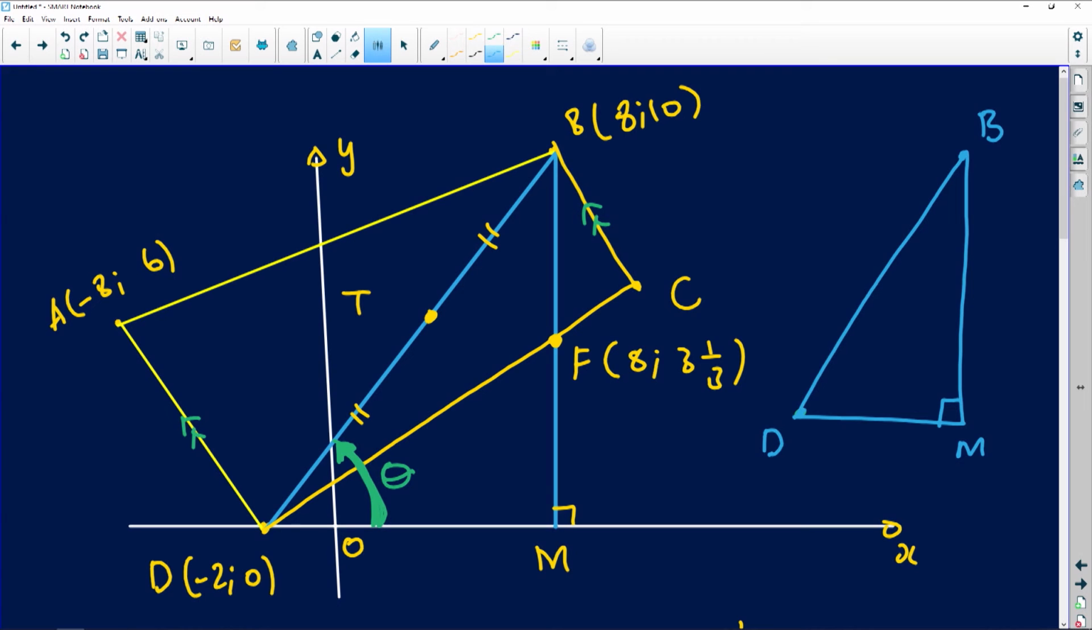Now, if you look at that, you'll agree with me that the x-coordinate of D is -2, and the x-coordinate of M is going to be the same as the x-coordinate of B because they lie on the same straight line that is parallel to the y-axis.